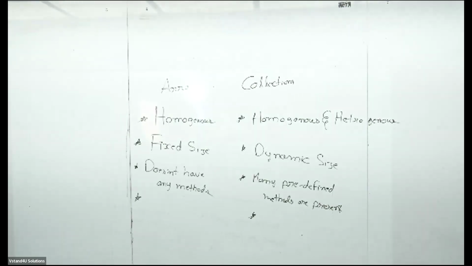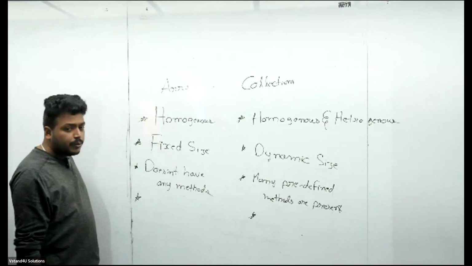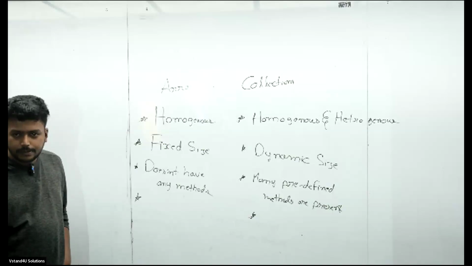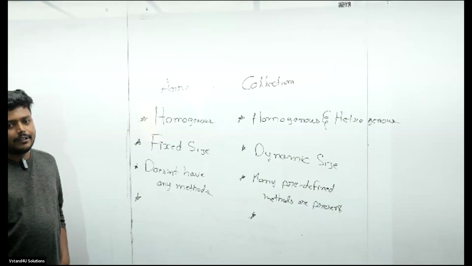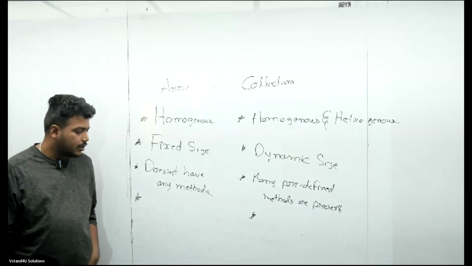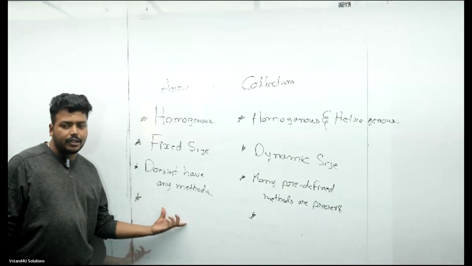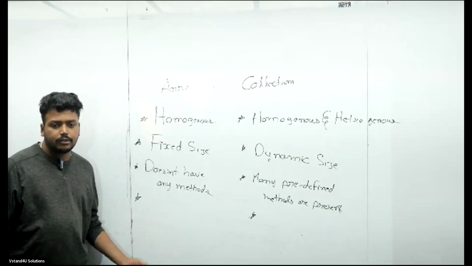It supports. Array does not support non-primitive data types. Yeah, but then if we write primitive data types, what is the use? It will support object also. No, object is nothing but non-primitive.